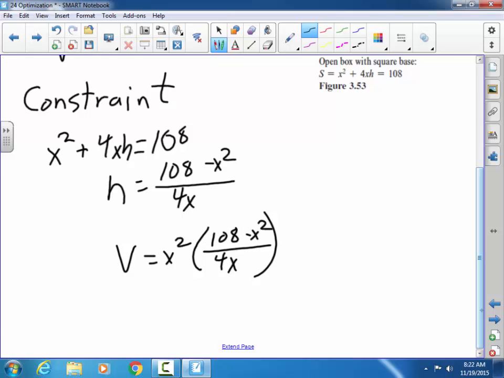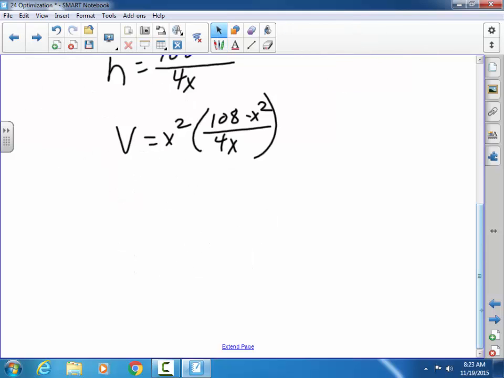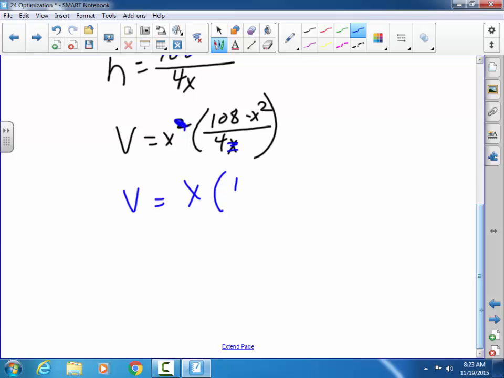Once we get it down to just 2 variables, V equals something that's just got x's. We know we're going to take the derivative, set it equal to 0. Do you want to do any algebra before you take the derivative of that? Okay, what do you want to do, Kevin? All right, Kevin says he wants to cancel out an x. I assume you mean this x in the denominator? And that right there? Okay, so let's see. We can say V is x times 108 minus x squared over 4.